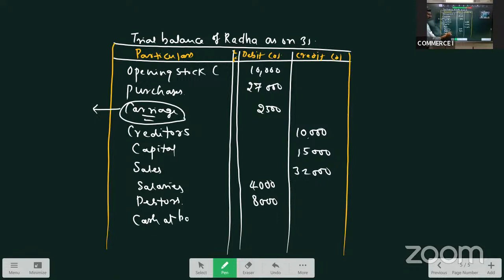Cash at bank is an asset. I'll take it in the debit column. Okay, now let us see if it tallies. It has to.